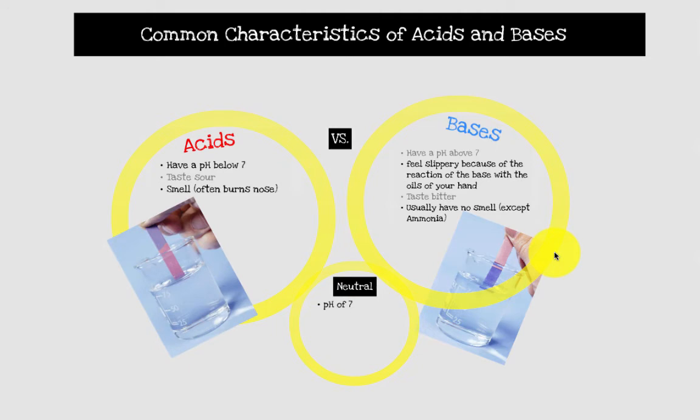So some characteristics of acids and bases. Acids have a pH below 7. They taste sour and they smell. Bases have a pH above 7. They feel slippery. They taste bitter, and they usually have no smell. Something neutral just has a pH of 7. And again, it's usually water, blood, or spit.